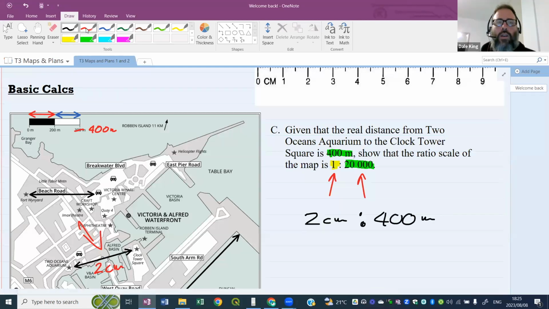All right. I'm going to highlight again. The 2 centimeters is measured. The 400 meters is a real distance that they gave me in the question. Okay. Now, I need to convert this to the ratio that they see there.